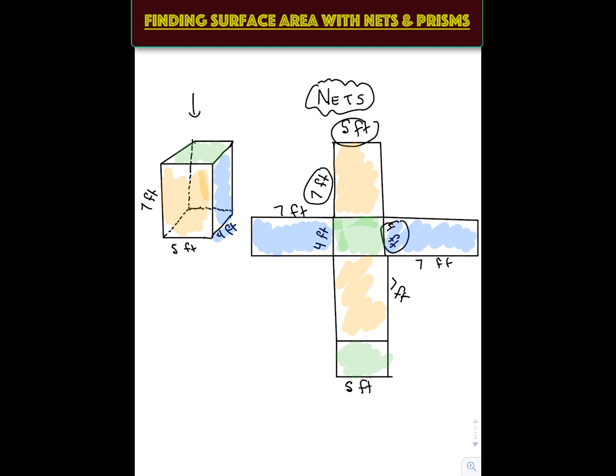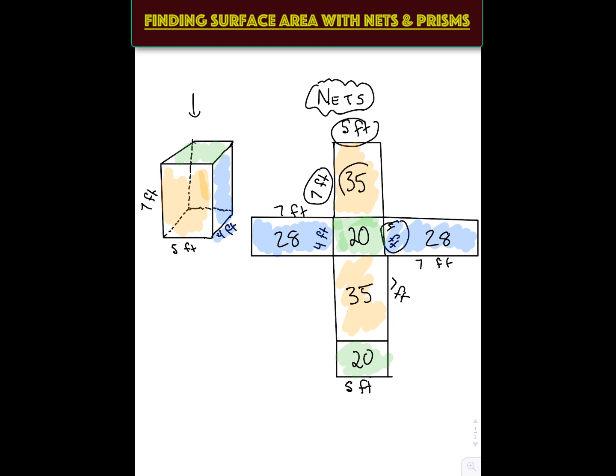We can see that the area of our front is 7 by 5, so the area of the front is 35. So both oranges are 35. The area of our sides are 7 by 4, so the area of both the right side and the left side is 28. Finally, I have the area of the top as 20 because it's a 5 by 4, which means the area of the bottom is also 20.